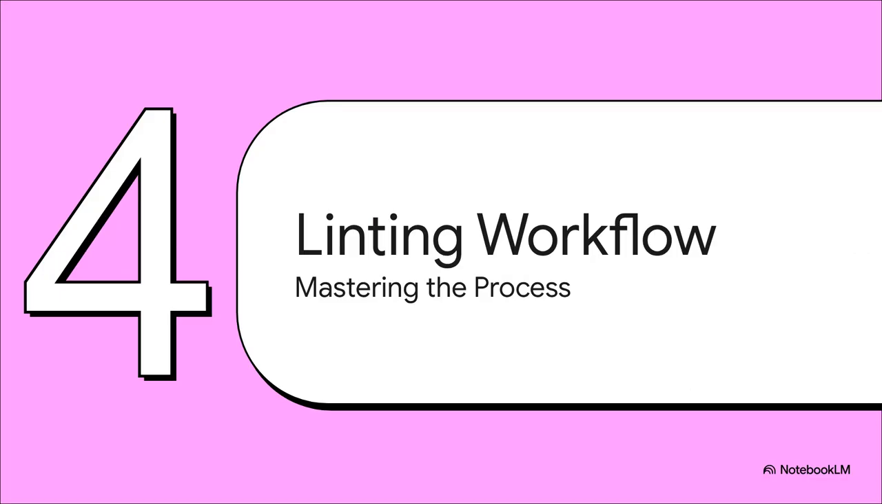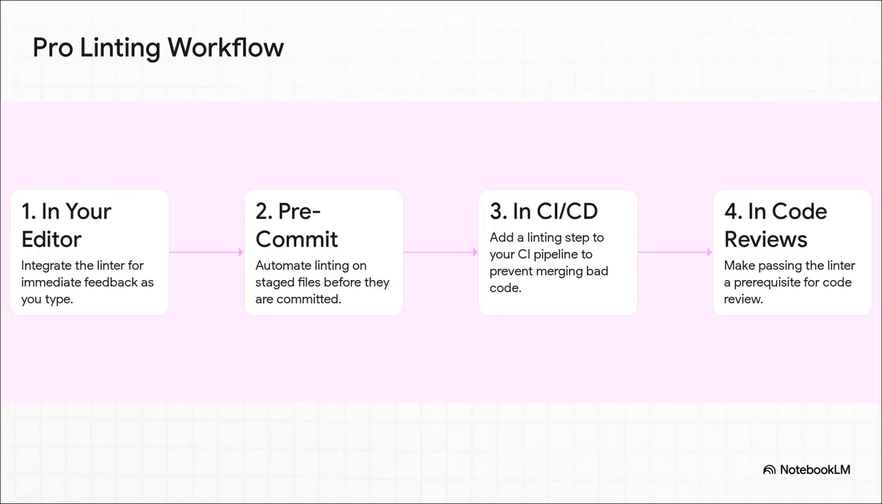Okay, we've got the tool, we know how to configure it. Now for the most important part. Let's talk about mastering the actual workflow. This is where the magic happens. So, a truly professional workflow is all about building layers of defense, a safety net for your code. Here's how it works. Step 1. You integrate it right into your editor, like with the VS Code extension, so you get that instant feedback while you type. Step 2. You automate it with something called a pre-commit hook.